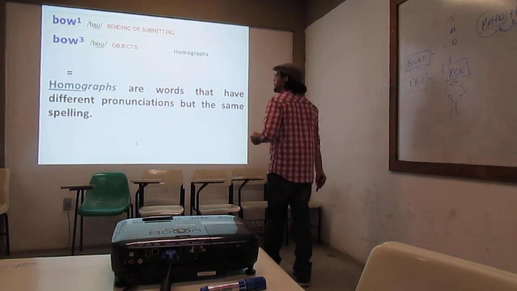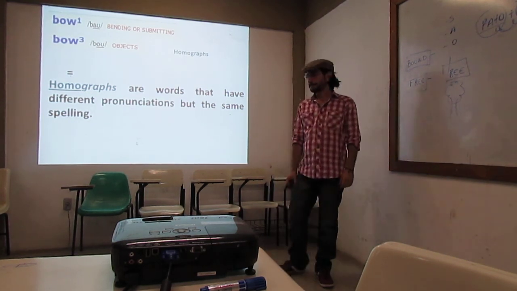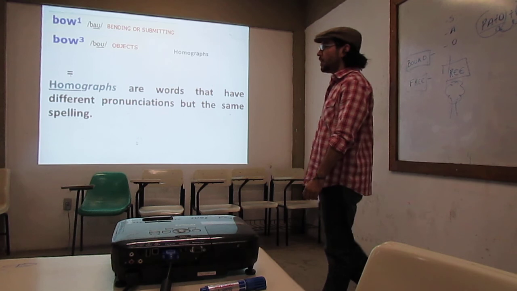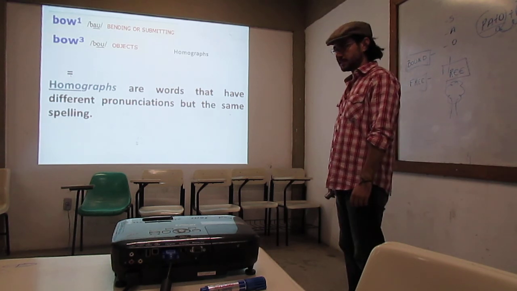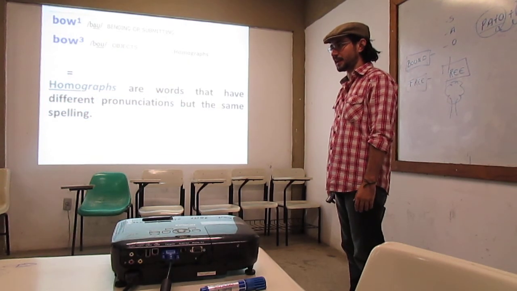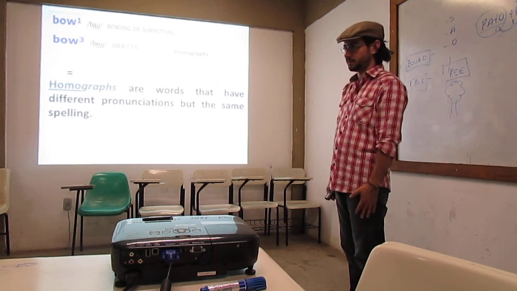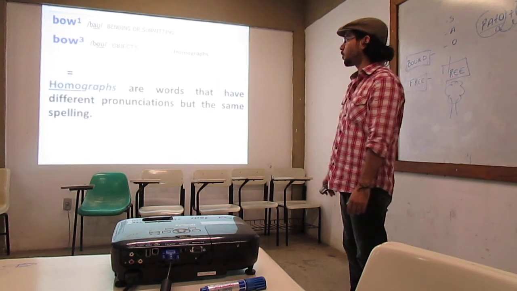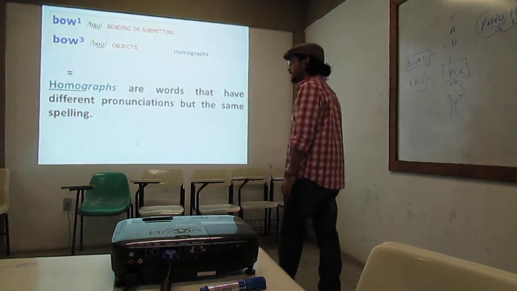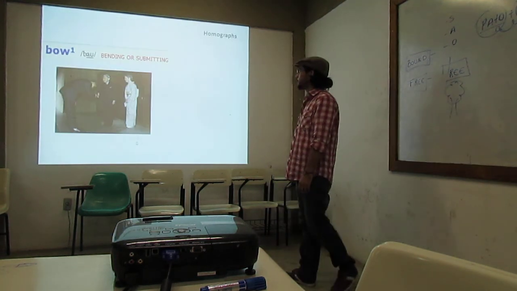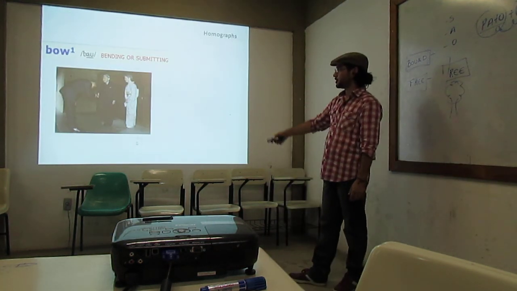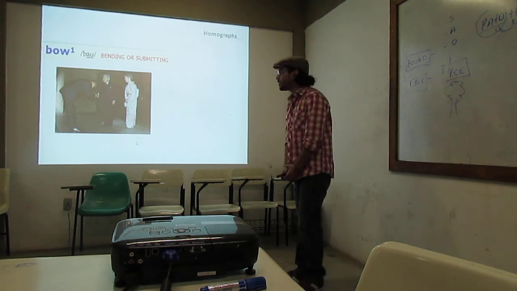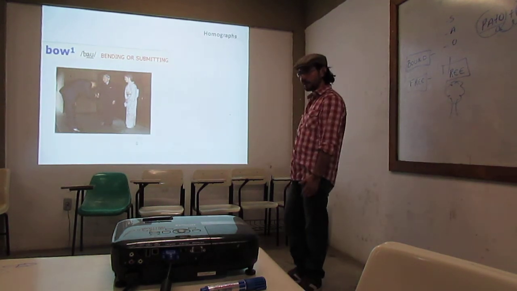For example, bow and bow. Bow is a kind of submission. In Japan, for example, they like to make this submission to greet someone, para cumprimentar alguém. The bow is a kind of object. For example, this is a bow. In Japan, usually you bow to someone. It's polite to do that.